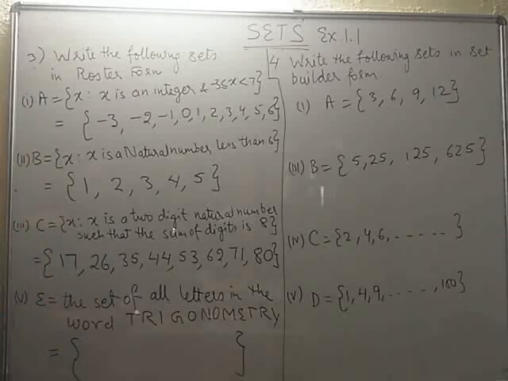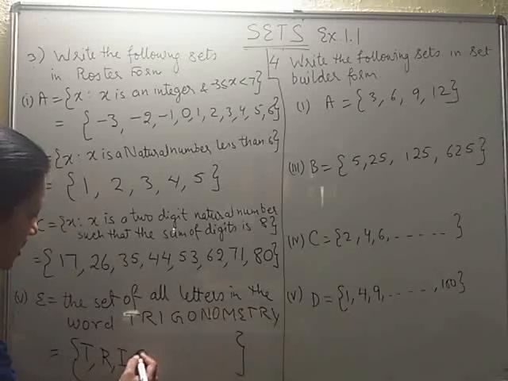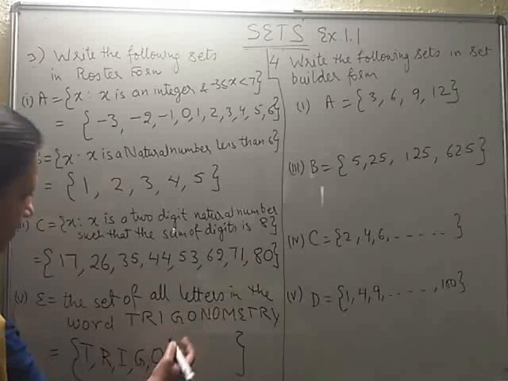Okay, let us start writing. I'll start from the left to the right. You can see T is coming 2 times, but we'll mention it only once. So T is one of the letter. R comes twice, we'll write it once. Then I, then G. O is coming 2 times, so we'll write only once. Then N.